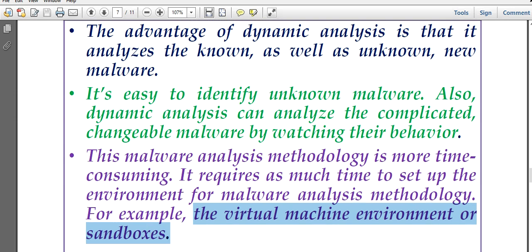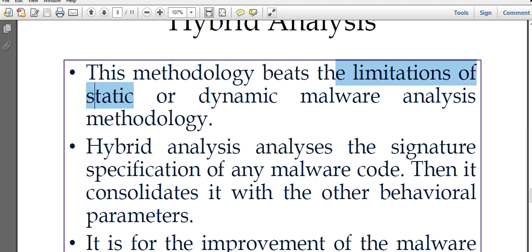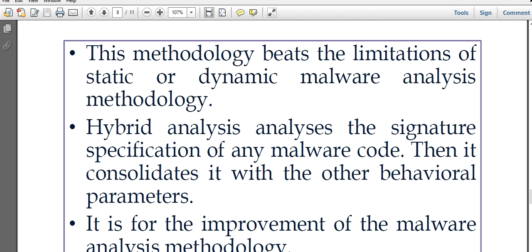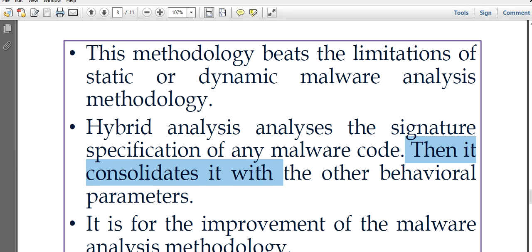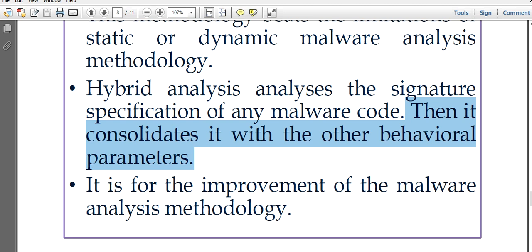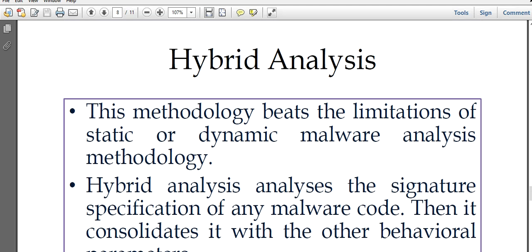Then we have hybrid analysis, and this methodology beats the limitations of static and dynamic malware analysis. It analyzes the signature specification of any malware code and then consolidates it with other behavioral parameters. So it is for the improvement of malware analysis methodology, because in this case we are considering the advantageous parts of both static and dynamic analysis, and we try to beat the limitations of both of them.